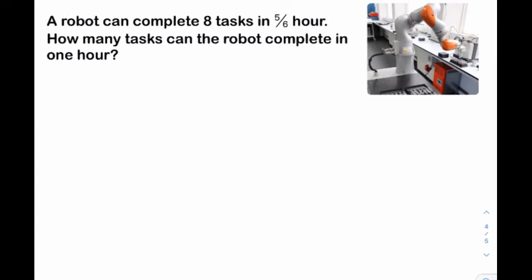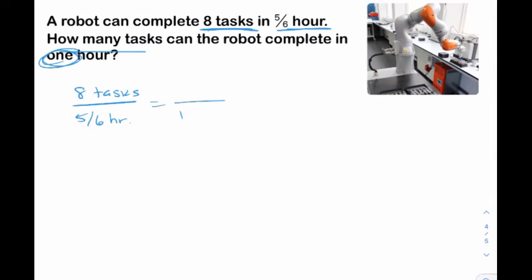A robot can complete 8 tasks in 5/6 of an hour. How many tasks can the robot complete in 1 hour? So let's take 8 tasks. And we know the robot does this in 5/6 of an hour. So I'm writing a rate. The question is asking for the number of tasks in 1 hour.